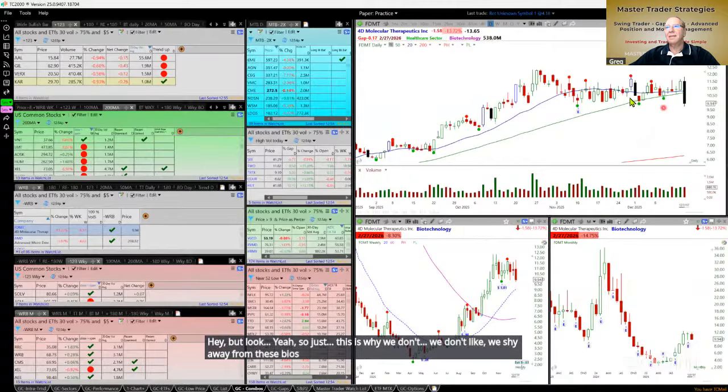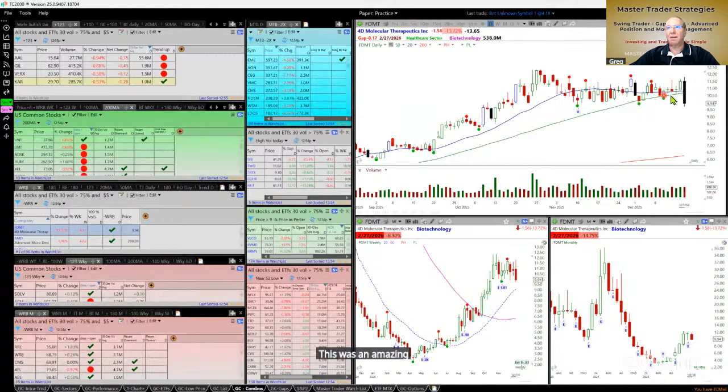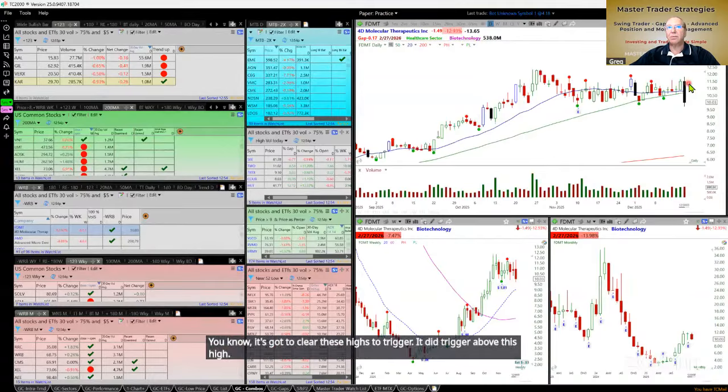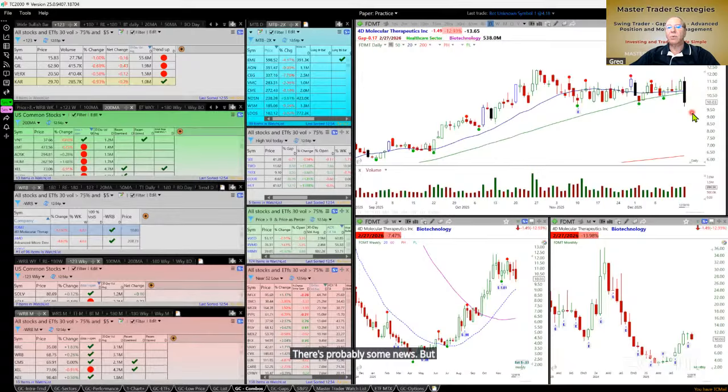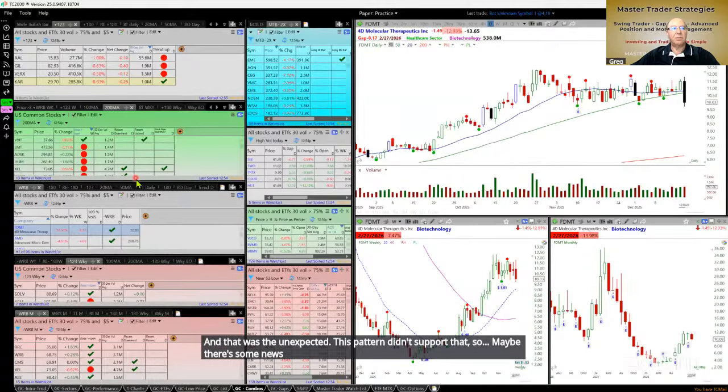And look, this was an amazing looking chart. Now we wouldn't be in this because it's got to clear these highs to trigger. It did trigger above this high. There's probably some news. But anyway, this is what we call a shock pattern. That's another subject that we cover in the courses, shock patterns, and we've done empty lives on them. But that's a nasty bar. And that was the unexpected. This pattern didn't support that. So maybe there's some news. You can check to see if there was news on that today.